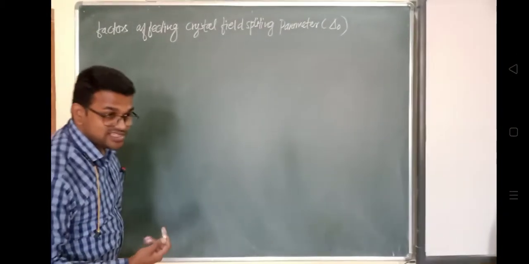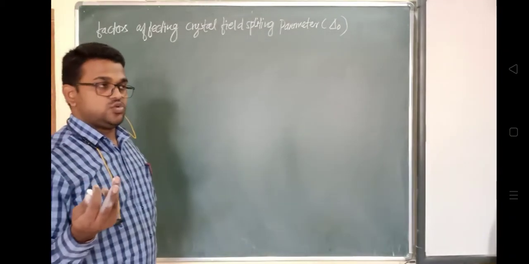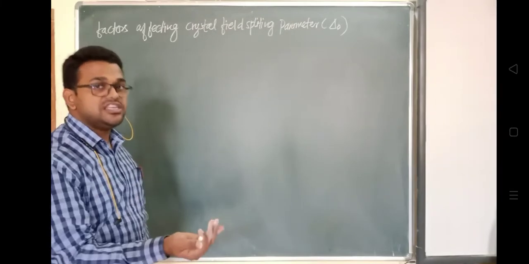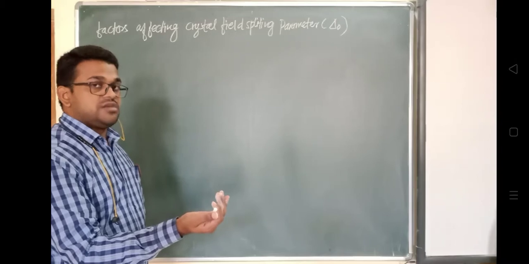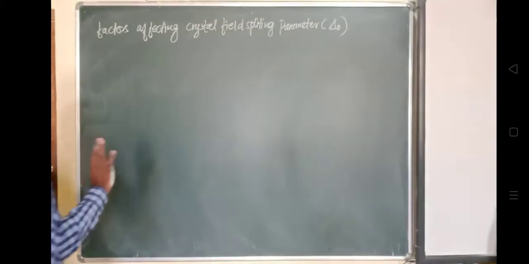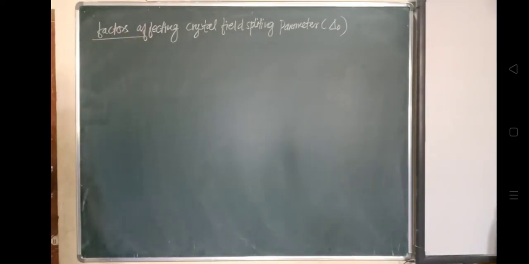This is the energy difference between these two sets of orbitals, one is the T2g and one is Eg. Eg is having higher energy as compared with the T2g in case of octahedral. In case of octahedral complex we are talking about. So right now we are talking about octahedral complex. So what are the factors affecting crystal field splitting parameters? That is delta naught.